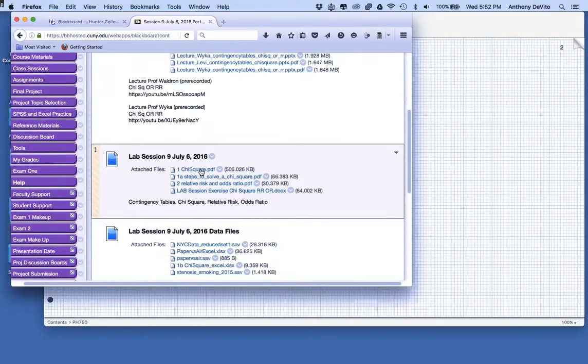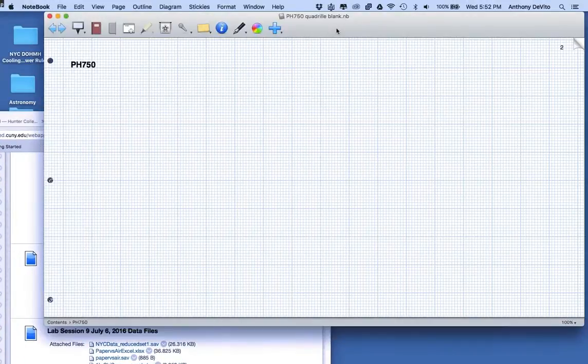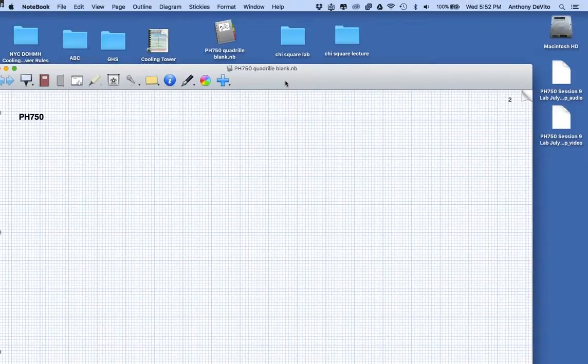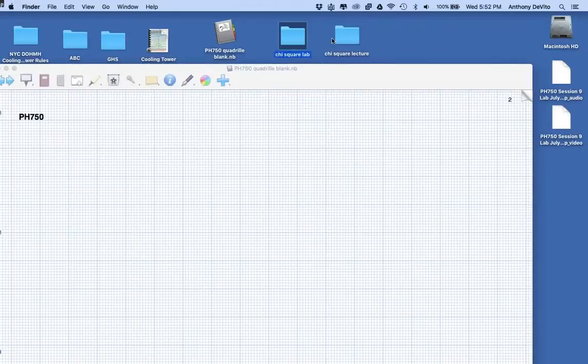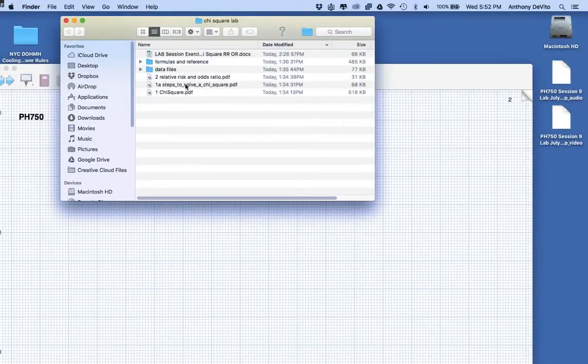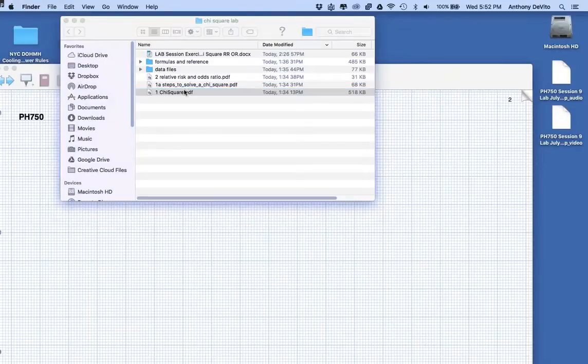Okay, so I have a bunch of files here. I numbered them 1, 1A, 2 in the order that I expected to talk about them. I'm going to open up this first one that you might want to follow along with, called chi-square.pdf. Actually, let me open it so you can see what it is. Okay, chi-square, here we go.